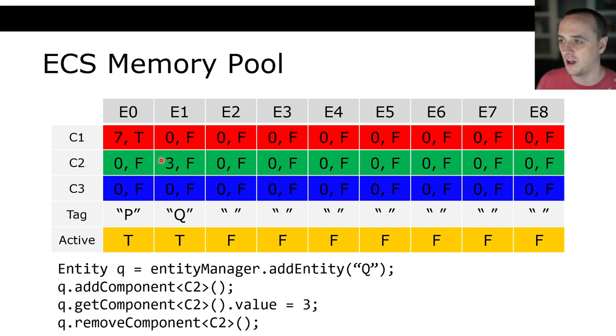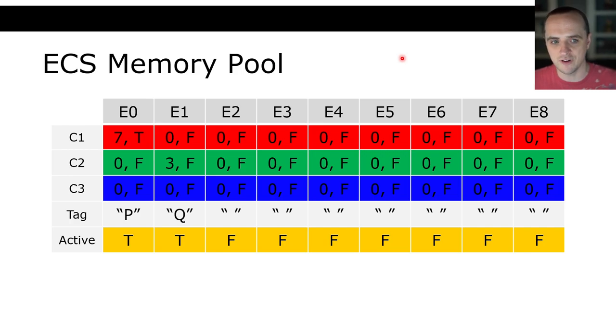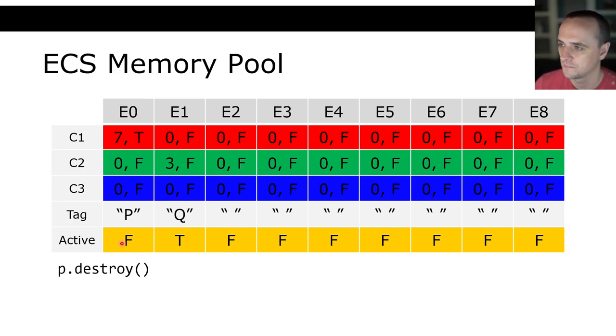So this can help me a lot when I go to remove components from things. So here's what I have now. Now what I can do is, let's say I go to destroy the first entity. If I say p.destroy, which is the first entity, all I need to do is mark it as false. I don't need to change the tag. I don't need to go up here and remove all the components. I'm never accessing this again, right? So I don't even need to call destructors anymore. This is how efficient this is.